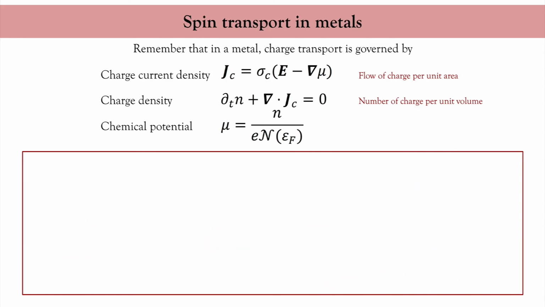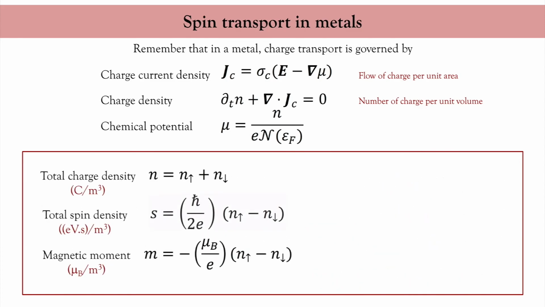I can extend the same ideas to the density. Again, the charge density is the sum of up and down electron density, and the spin density is just the difference, multiplied again by ħ over 2e. Now you could also define the magnetic moment this way. It's very important here to emphasize that the spin density we're talking about is a non-equilibrium property. It only exists if there's a current flowing in the system. So the spin density and the magnetic moment associated with it are also non-equilibrium. They are sometimes called non-equilibrium magnetization.